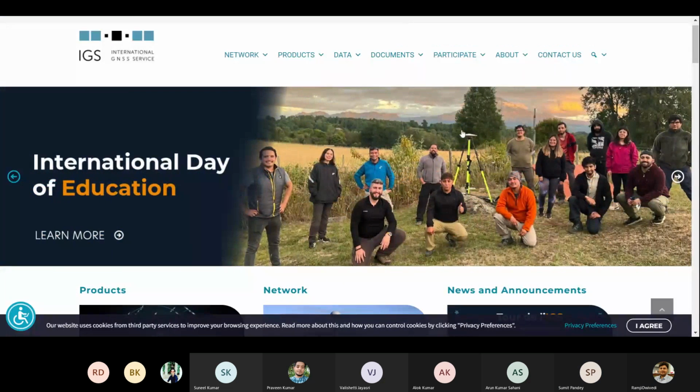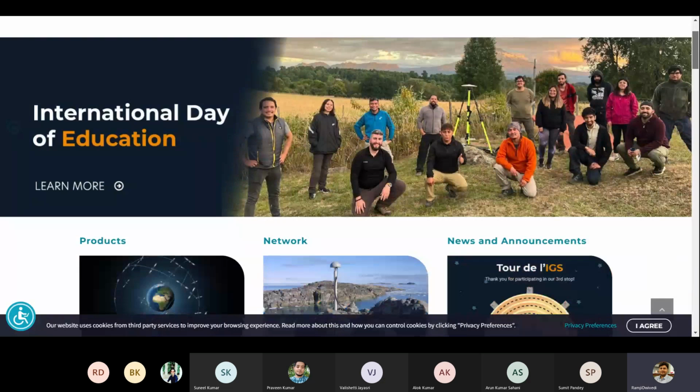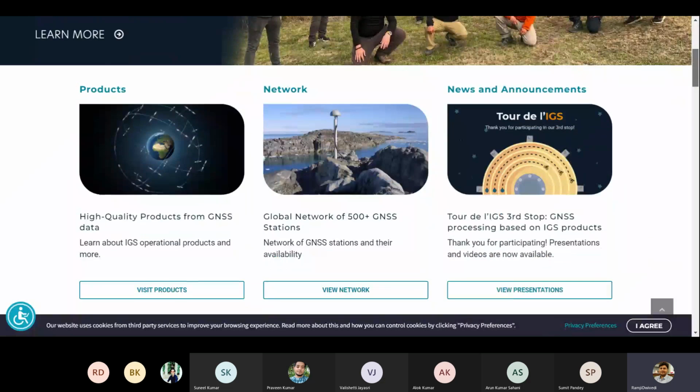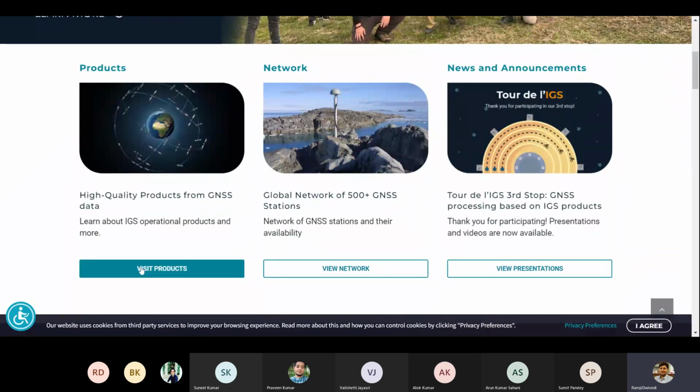Yes, sir. So this is a GPS receiver, a very conventional type of station placing. A tripod, and over that you have a GPS receiver. Maybe this looks like a NetR9, but this could be any. Anyways, this is a station which is placed over a particular bedrock, and in that website you could go to products, network, and news and announcements. If you want to see the products, it is high quality products from Genesis data. It is the global network of 500 plus GPS.